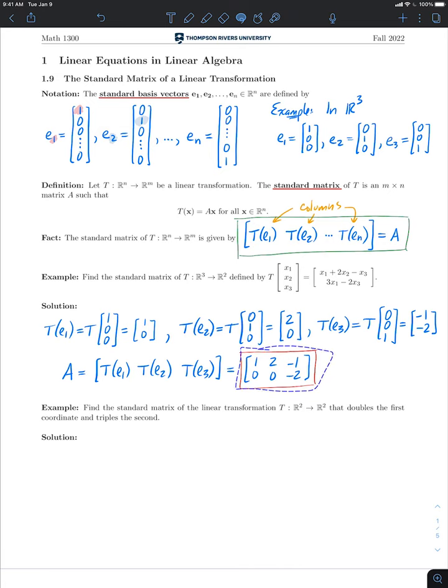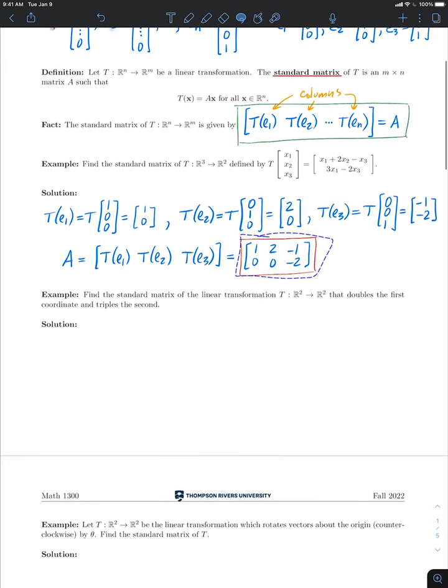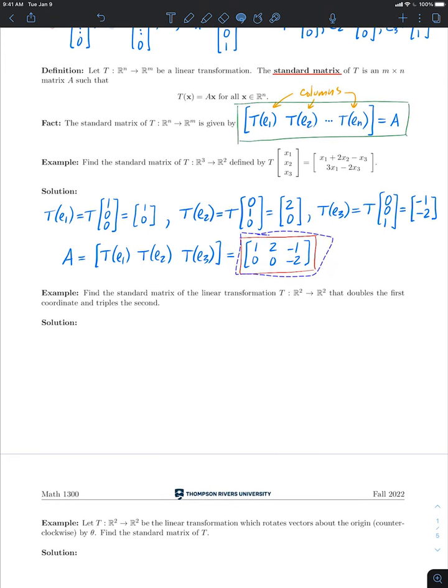Okay, the next example says to find the standard matrix of a linear transformation. Well, we're given a header. It goes from R2 to R2, but we're not given a formula for it. We're just told in ordinary language what it does. So what does it do? It doubles the first coordinate and triples the second. So if you plug in a vector, it's going to take the first coordinate of that vector and multiply it by 2. And then it's going to take the second coordinate of that vector that you plugged in and multiply it by 3.